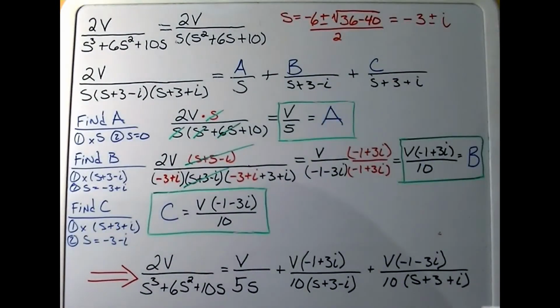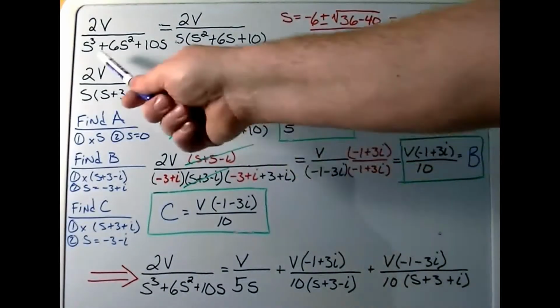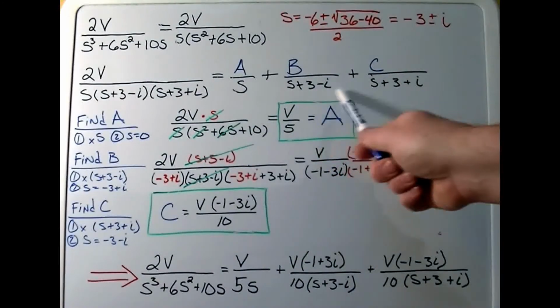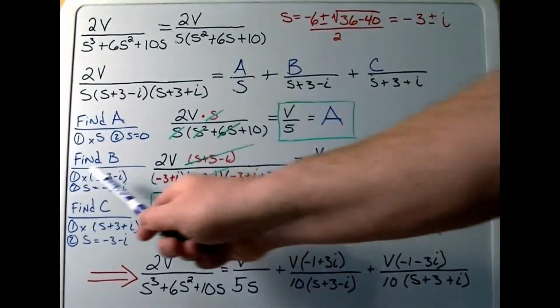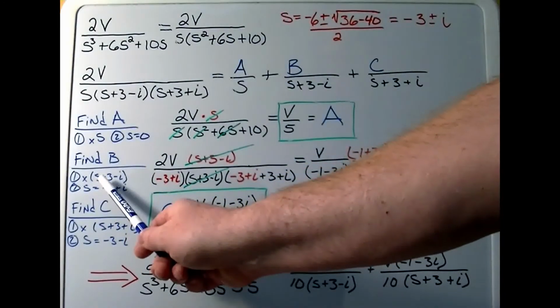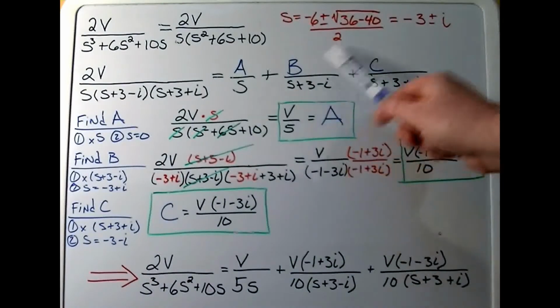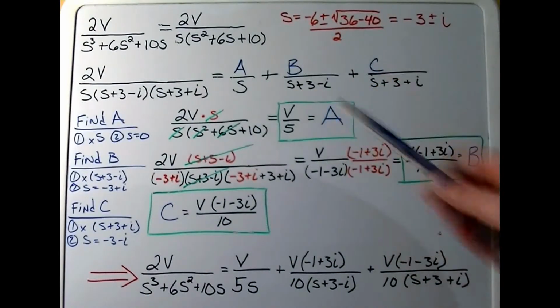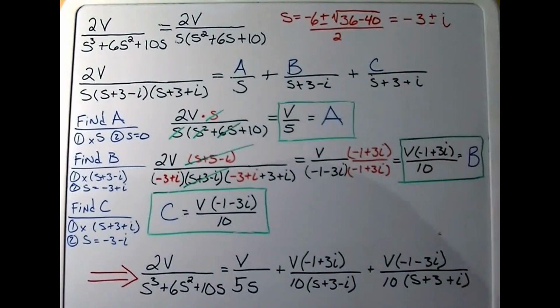Okay, let's find b. We're going to do the same kind of strategy. We're going to multiply this whole equation through by the denominator of b, s plus 3 minus i. That's going to cancel here and leave just b here. We're going to end up with that term here in the numerators for a and c. Okay, well, how does that help?